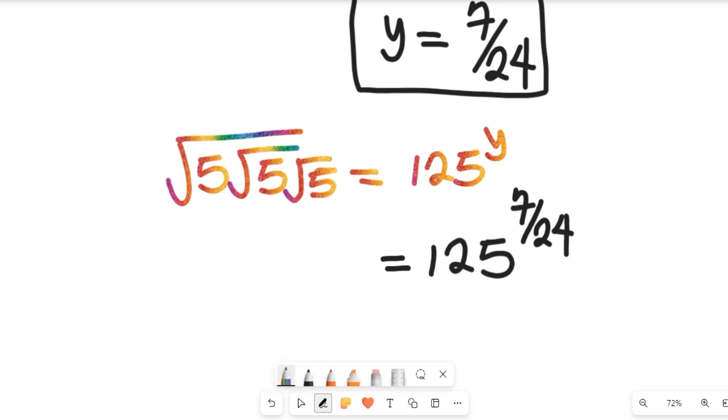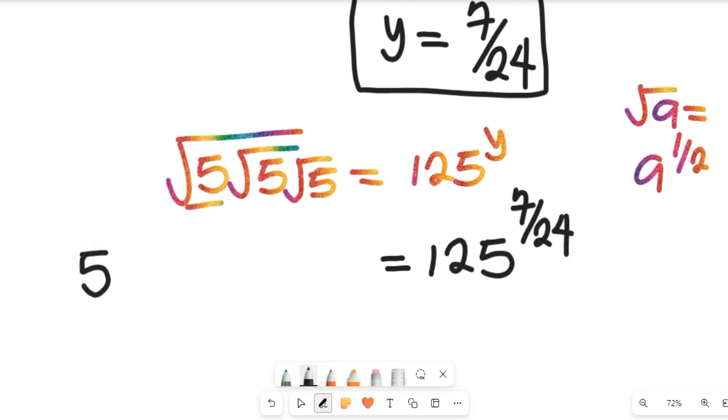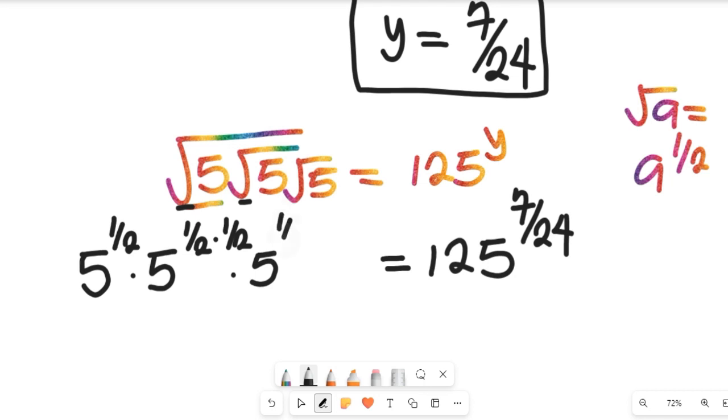Recall that in algebra, the square root of a can simply be equal to a to the power of 1 divided by 2, right? So this square root is carrying the value of 5. So that will give me 5 to the power of 1 divided by 2, multiplied by this square root, which is carrying 2 squares: 1 divided by 2 multiplied by 1 divided by 2, while this third square root of 5 is carrying 3: 1 divided by 2 multiplied by 1 divided by 2 multiplied by 1 divided by 2.